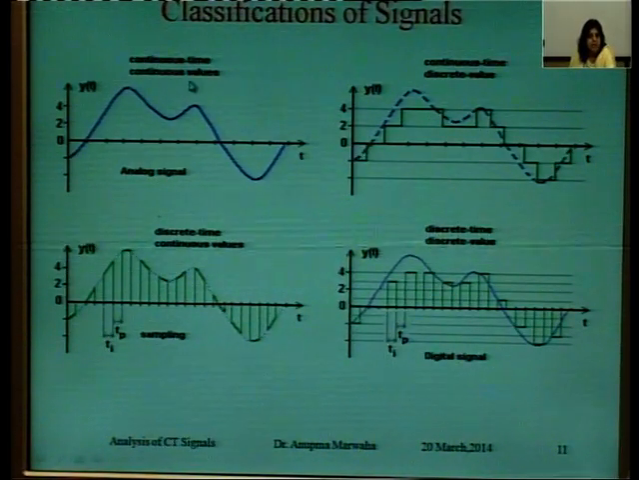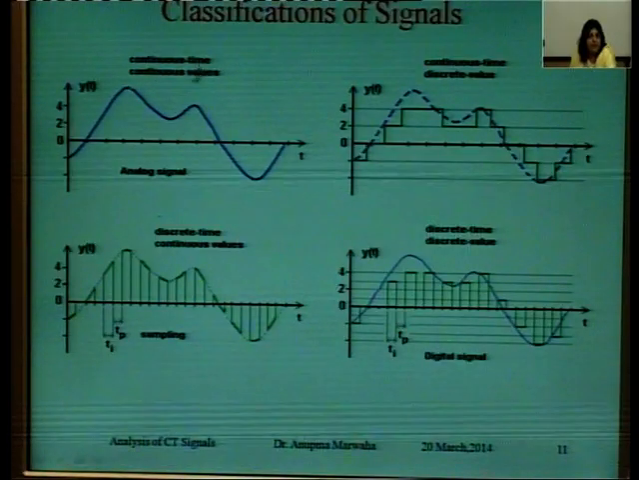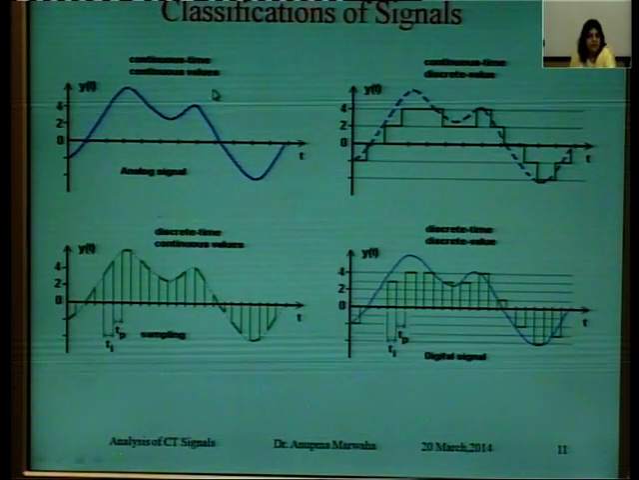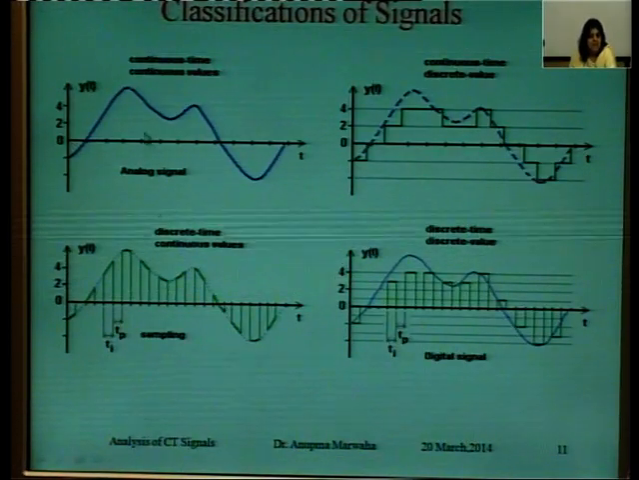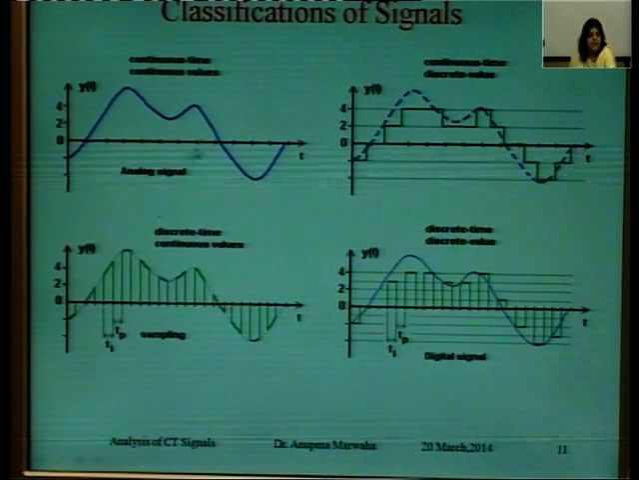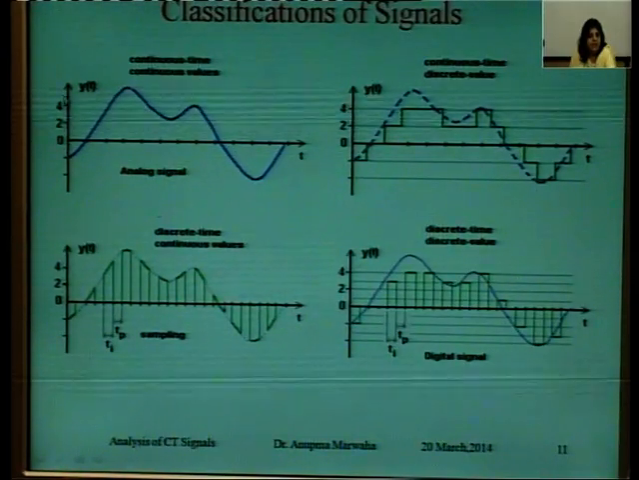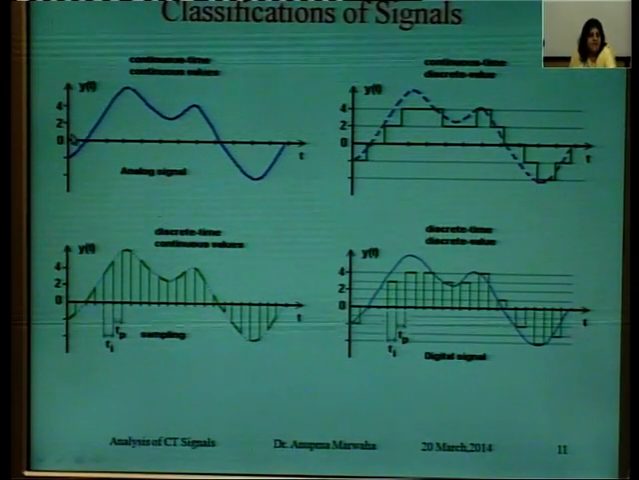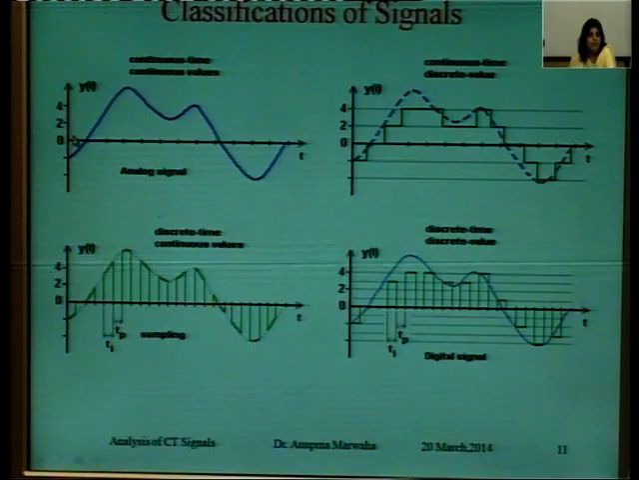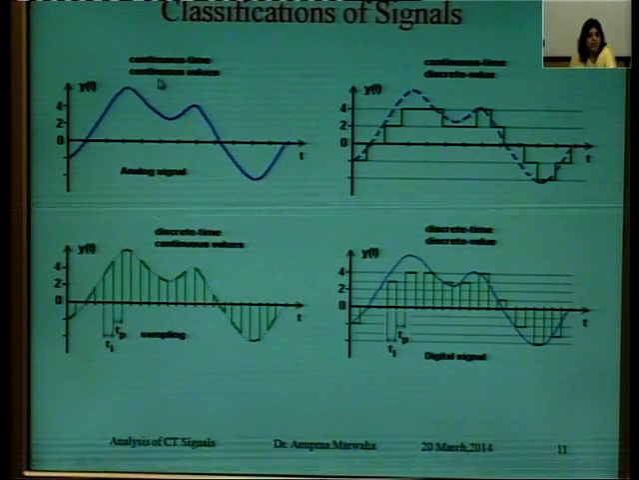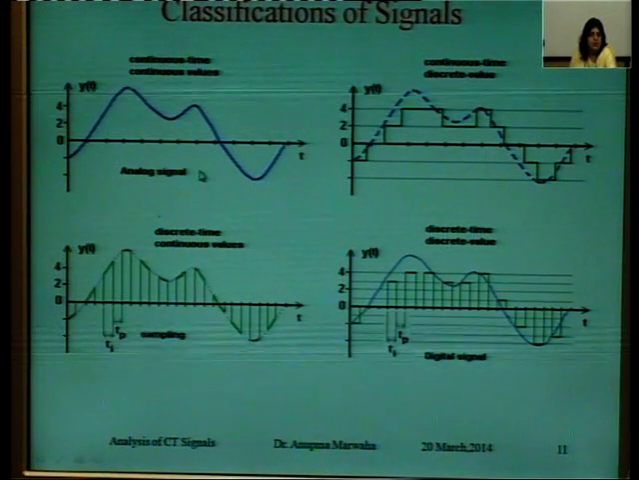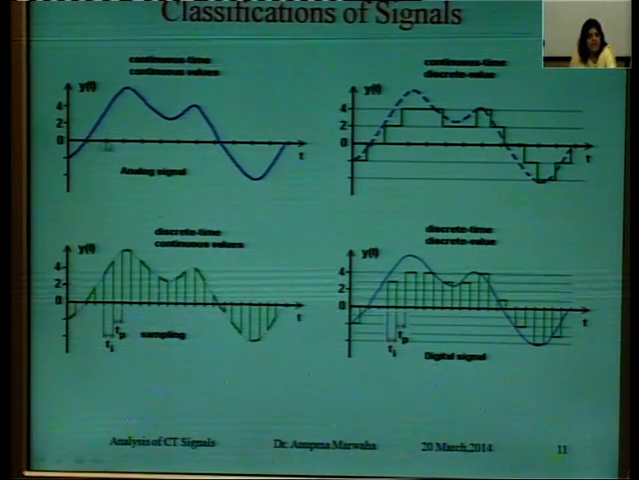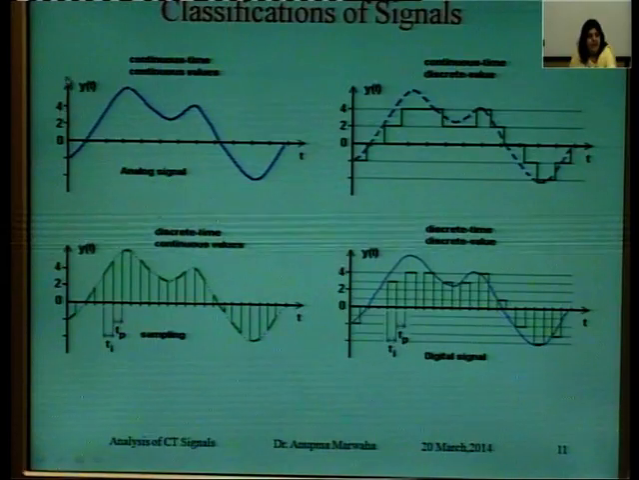The first combination says that we can have continuous time and continuous valued signal. So, a signal which is available at every instant of time, that means the signal which is varying continuously with respect to time, and it is also continuous on the y axis, that means it can take infinite number of values, then the signal is said to be continuous time and continuous valued, and this is what is basically an analog signal.